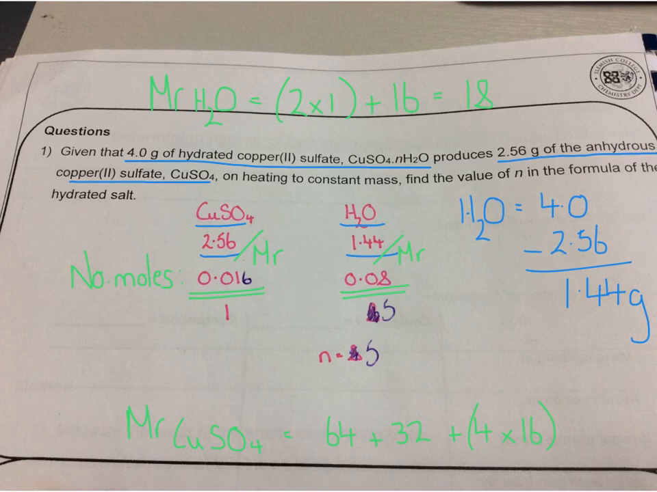Now remember, when we were calculating the empirical formula, we always divide by the smallest number. So I'm looking at 0.016, I'm looking at 0.08, clearly 0.016 is the smallest number. I'm going to divide 0.016 by 0.016 to find 1. I'm going to divide 0.08 by 0.016 to work out as 5. I've worked out that the degree of hydration is 5. If I wanted to rewrite the formula with the water of crystallization attached, my formula would look like that.